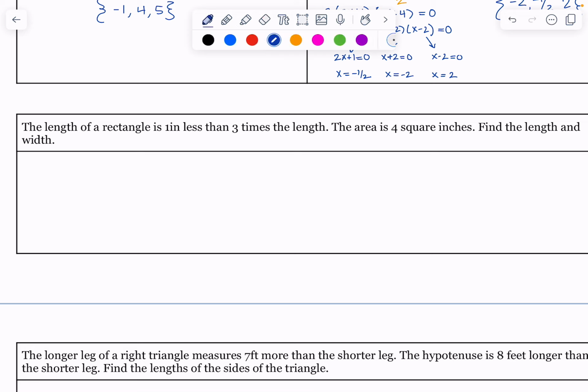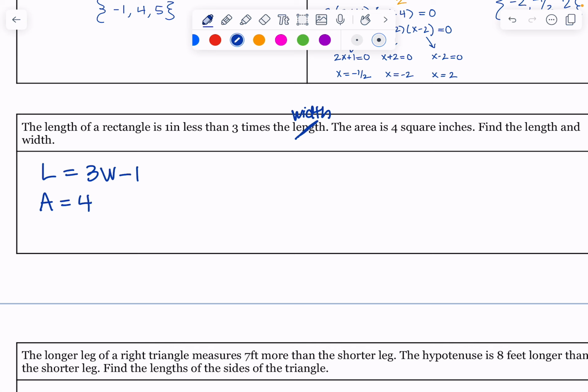So I have length is, I'm going to make my pen bigger. Length is 1 inch less than, oops, that's a typo, sorry. Let's make this the width. The length is 3 times the width minus 1. The area is 4 square inches. And it says find the length and width.